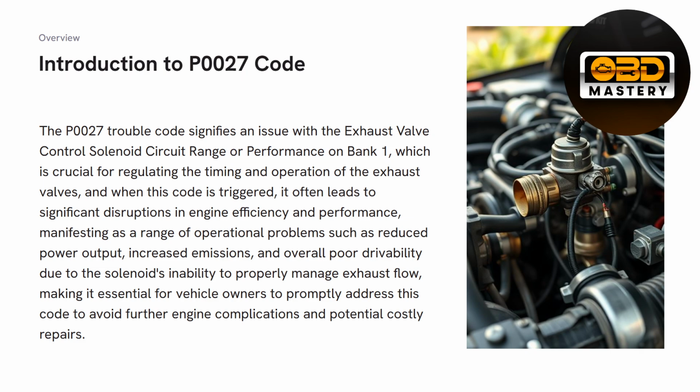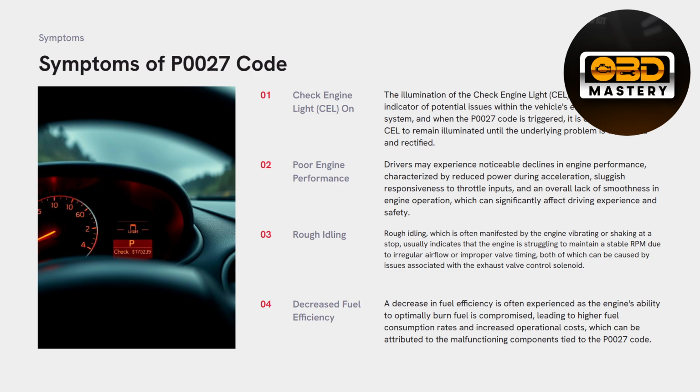This code indicates an issue with the exhaust valve control solenoid circuit performance range on bank 1, which is crucial for regulating the timing and operation of the exhaust valves. When this code is triggered, it often leads to significant disruptions in engine efficiency and performance, manifesting as operational problems such as reduced power output, increased emissions, and overall poor drivability due to the solenoid's inability to properly manage exhaust flow, making it essential for vehicle owners to promptly address this code to avoid further engine complications and potential costly repairs.